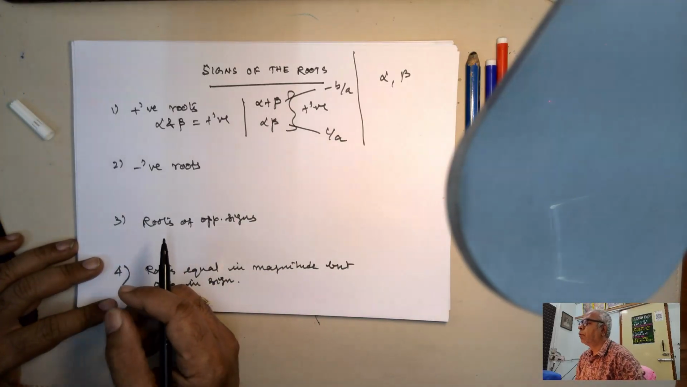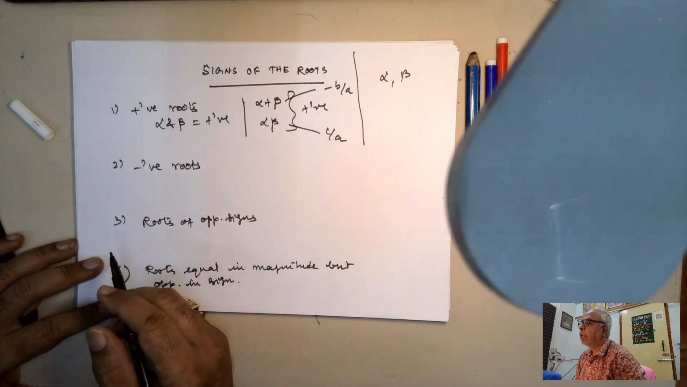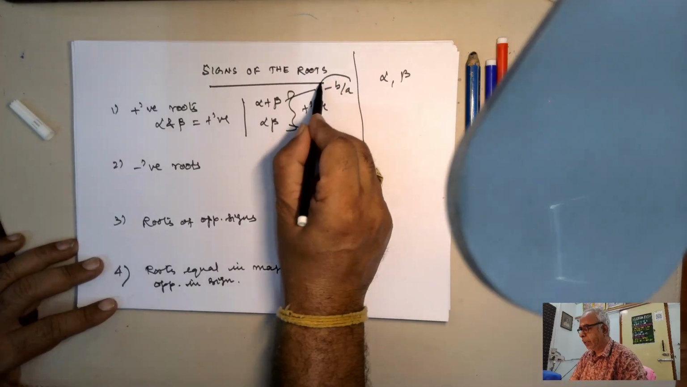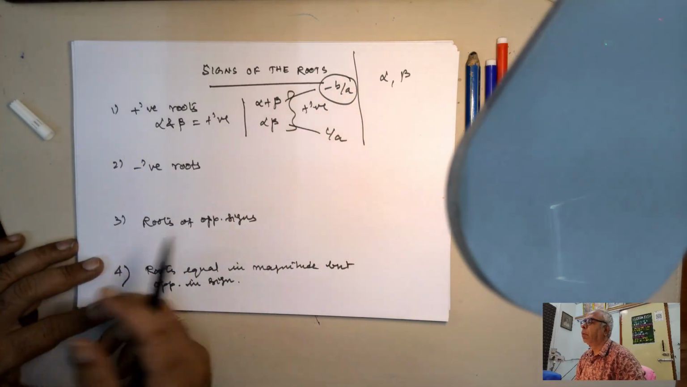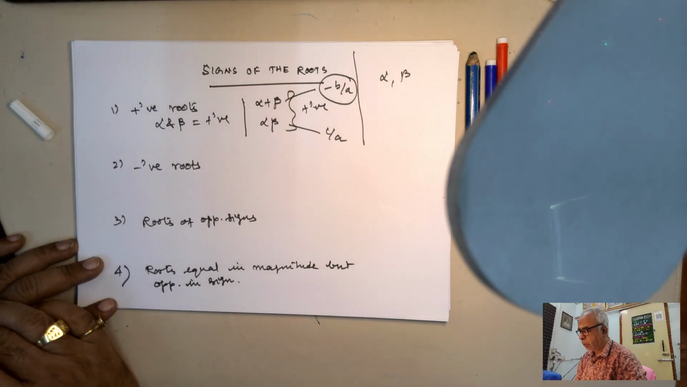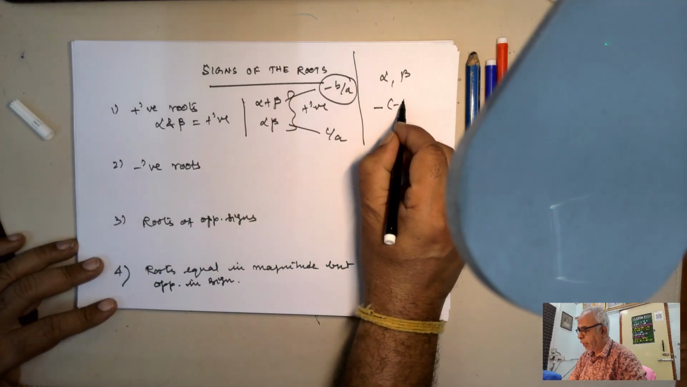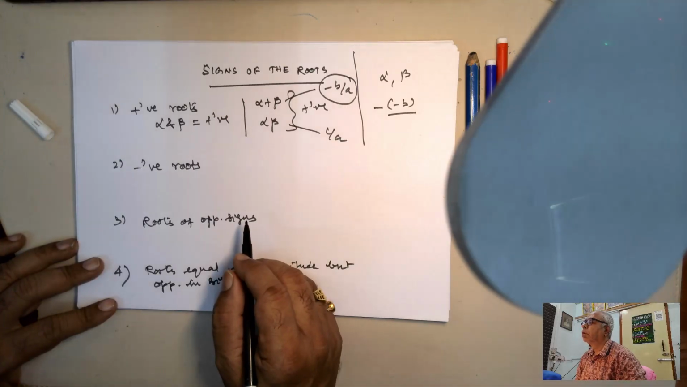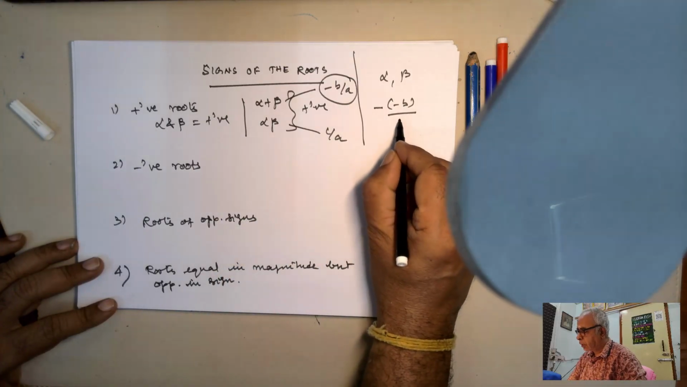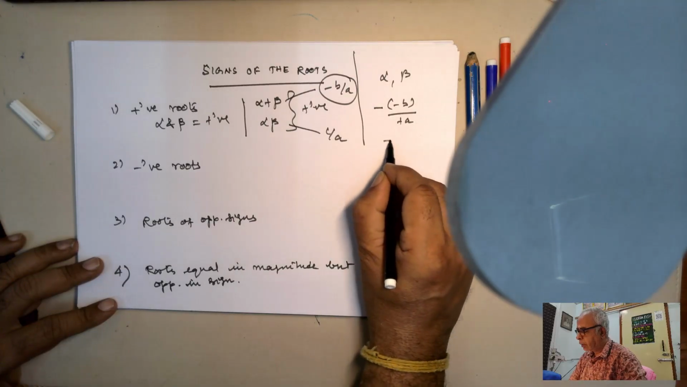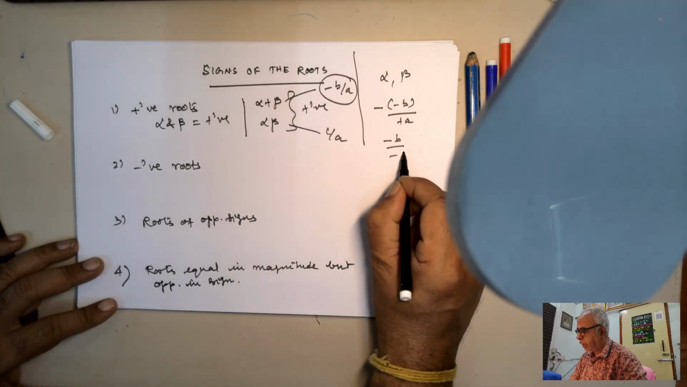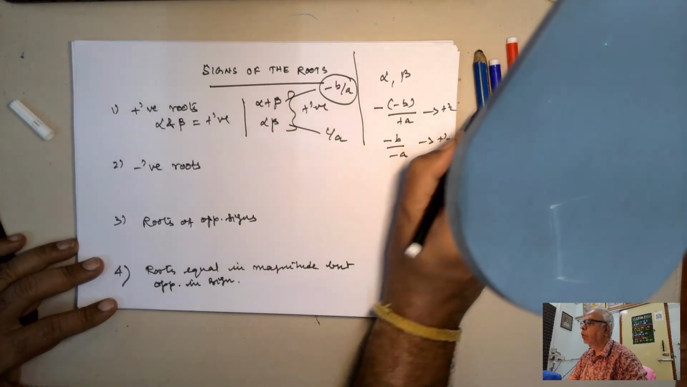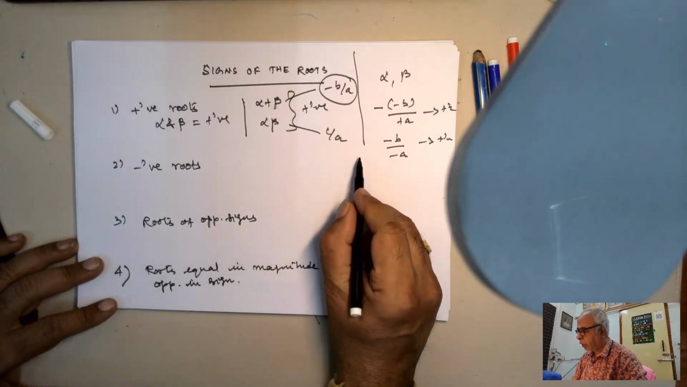B and A are of opposite signs, and C and A are of the same sign, right? So when B and A have opposite signs, naturally it becomes positive, is it not? For example, minus of minus B divided by A, otherwise minus B divided by minus A, then it results in a positive one. Got it? And what about C by A?